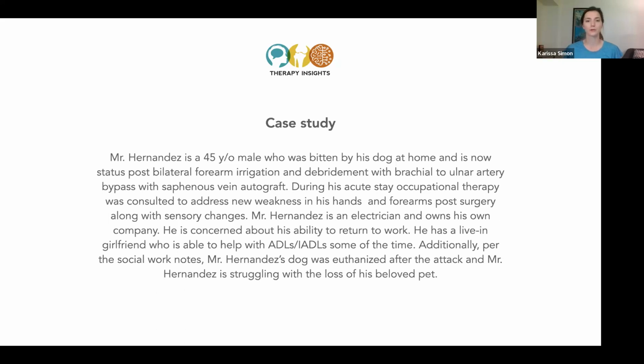Additionally, per the social work notes, Mr. Hernandez's dog was euthanized after the attack, and Mr. Hernandez is struggling with the loss of his beloved pet.